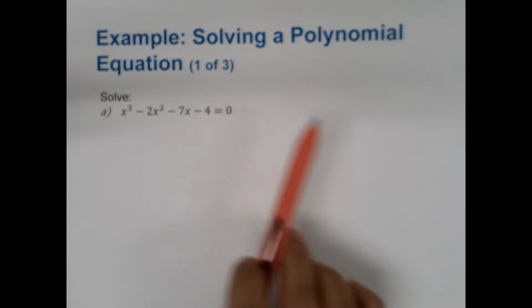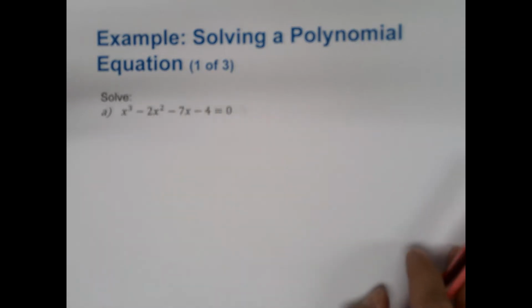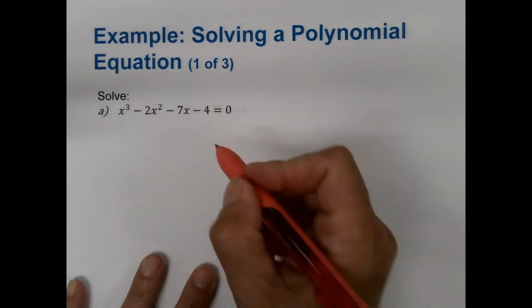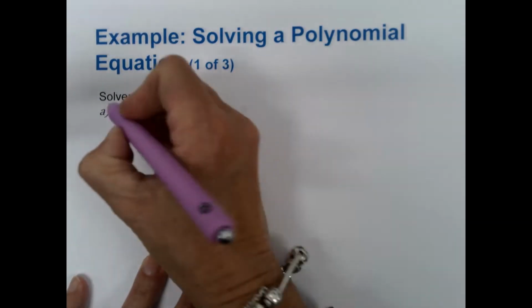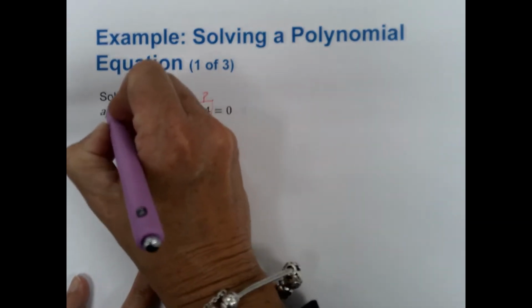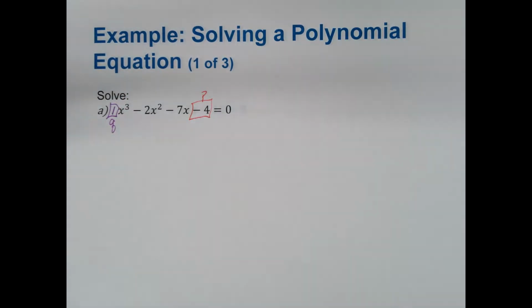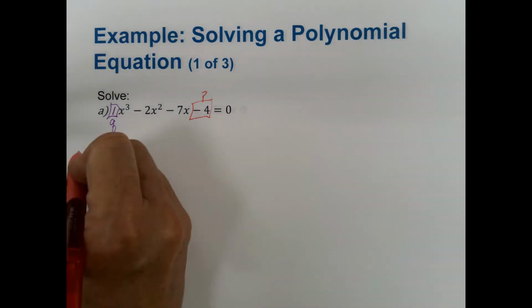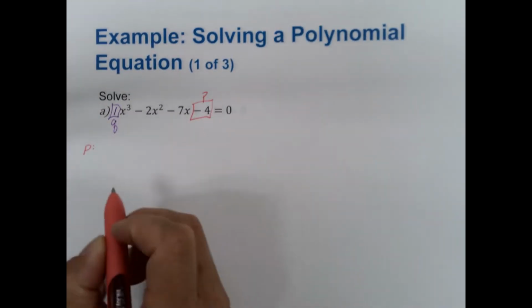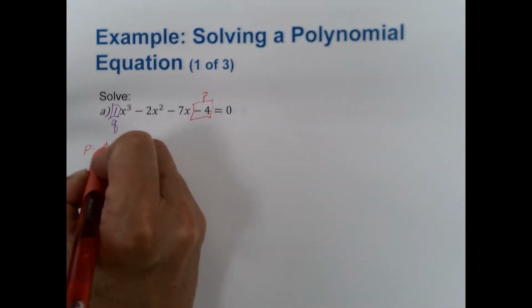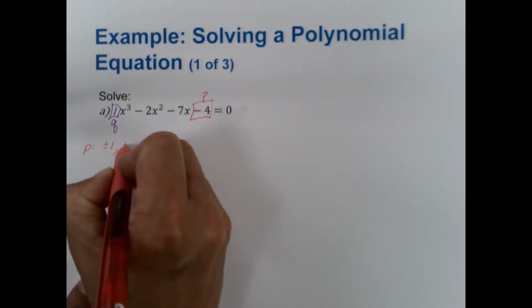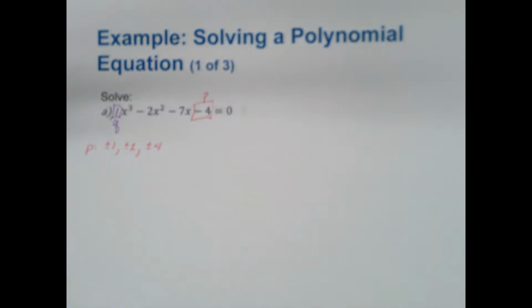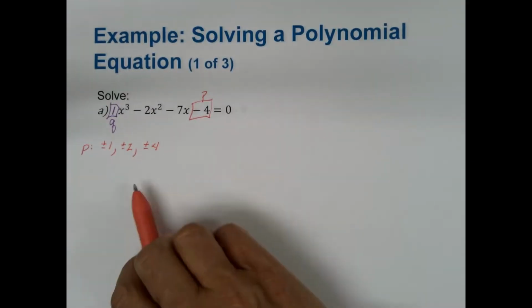We've got 3 examples, just doing the same thing that we have been doing. Remember, our p's will come from the constant, and our q's will come from the leading coefficient. When we think about numbers that multiply to give us a 4, plus or minus 1 and plus or minus 4, and then 2 times 2, so we get plus or minus 2.